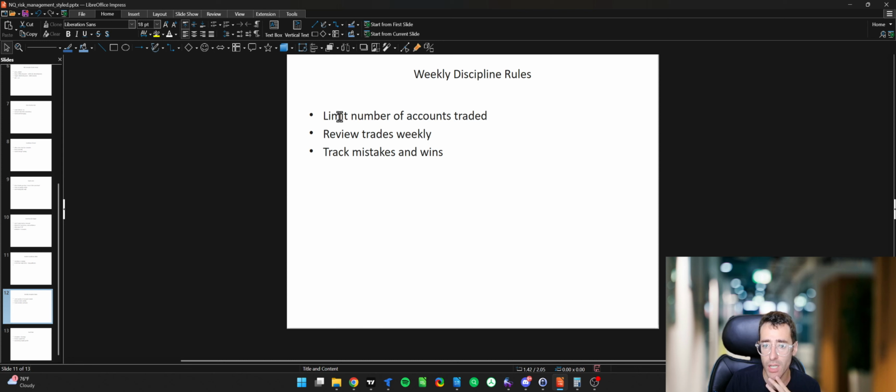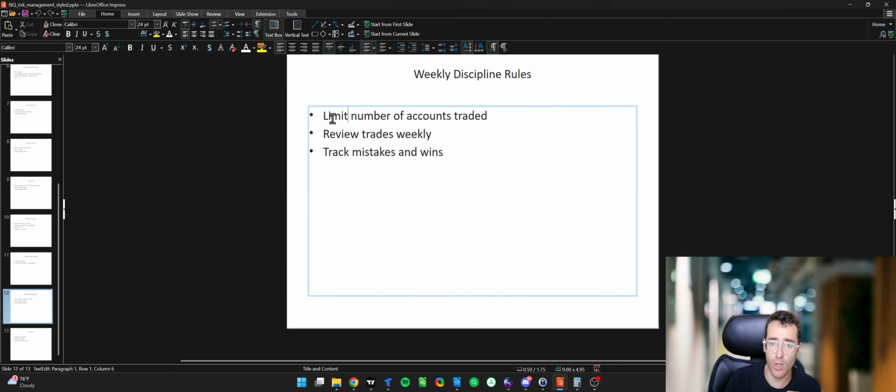Weekly discipline rules. Okay, limit the number of accounts traded. You have to say, okay, I'm only going to trade one eval this week. That's all I'm going to buy. And if I blow it, I'm done till next week. That's going to create discipline. You have to have that set before you start your week, right? So you can say, okay, limit number of accounts, maybe 2 evals, but set your risk there. Set your risk so you're not just buying account after account. Limit the number of accounts you buy per week.